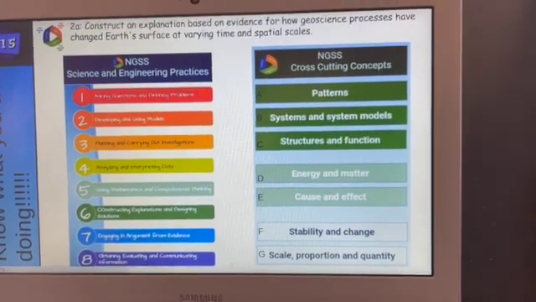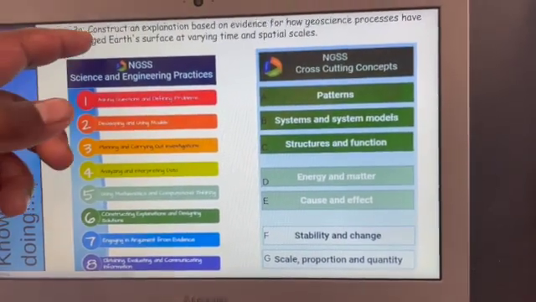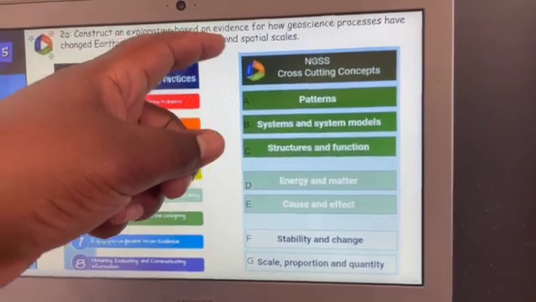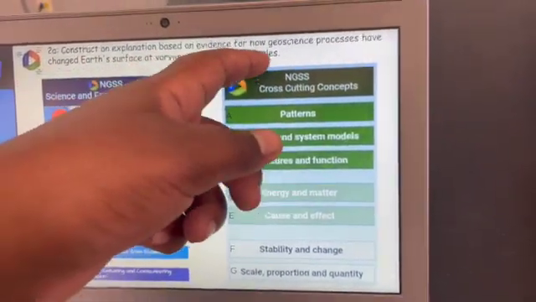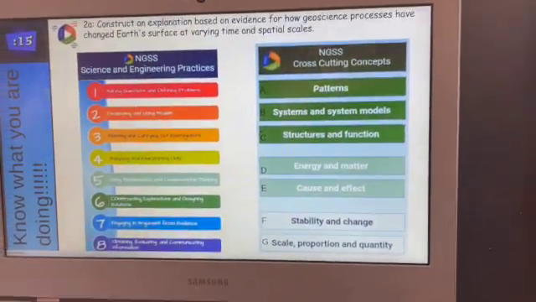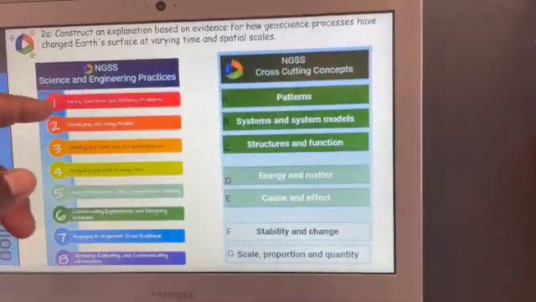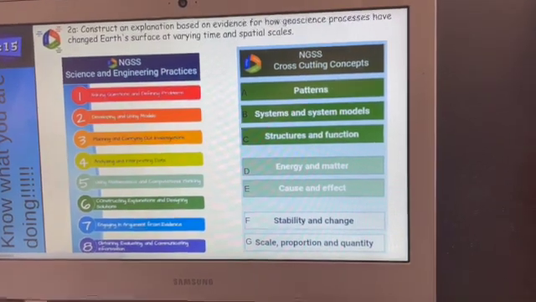Today we'll be explaining the performance expectation, which is construct an explanation based on evidence for how geoscience processes have changed Earth's surface at varying time and spatial scales. Also, we are going to explain the cross-cutting concept and the SEP and tell you how it matches our experiment today.